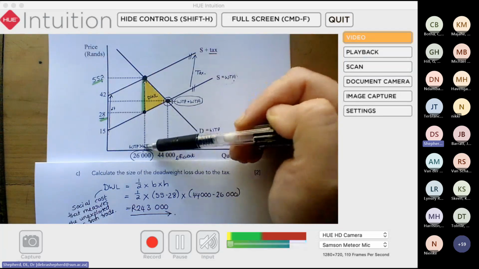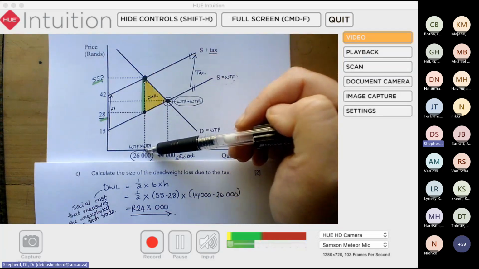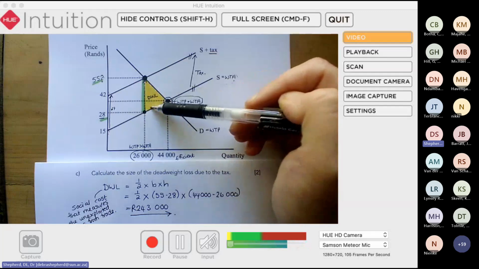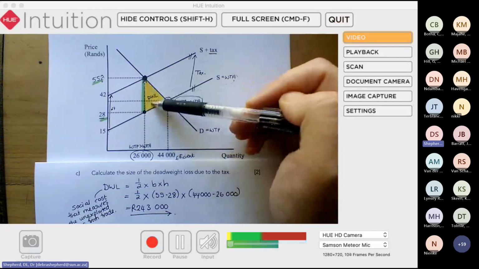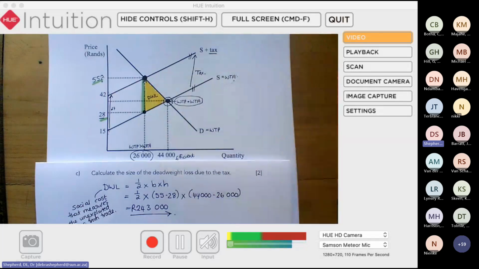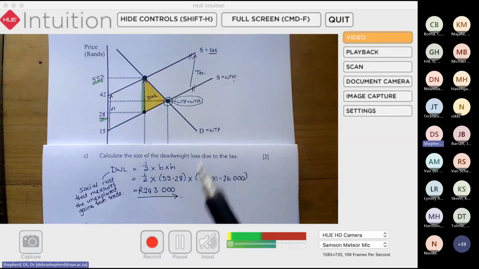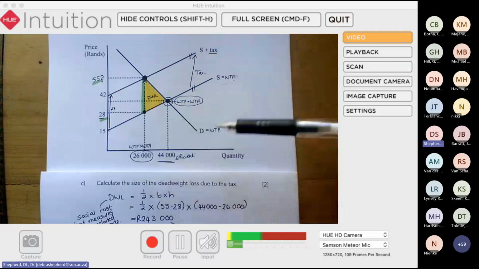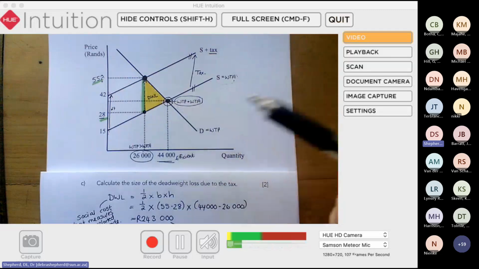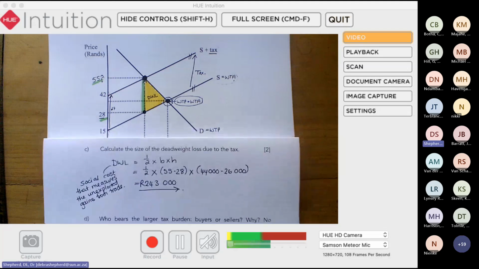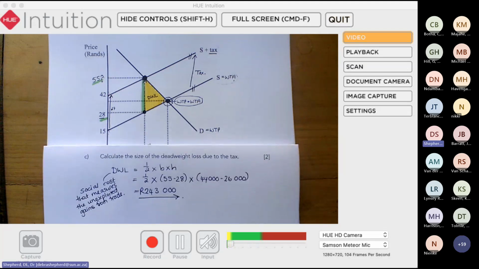And so when we restrict quantity to 26,000, we are missing out on these joint surpluses, on these gains from trade. And that is why it is a social cost. It means that the buyers and sellers in this market are missing out on these surpluses. Are you happy with that definition, Ms. Longmore? Great.